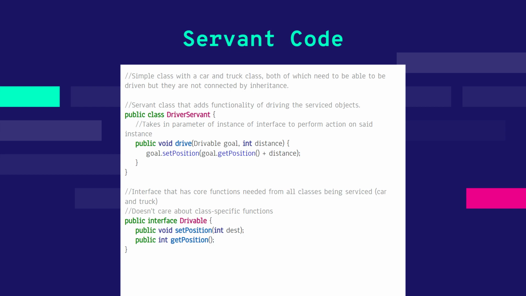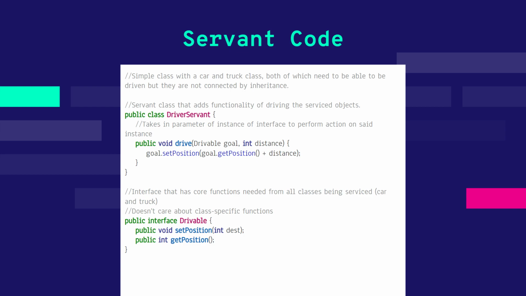So this car and this truck, for the sake of the simulation, they'll have a position. And we should also be able to set that position, set a new position given a destination. Very simple. For the servant, for simplicity, we'll just have this one function, this drive function, which will drive the object we care about.